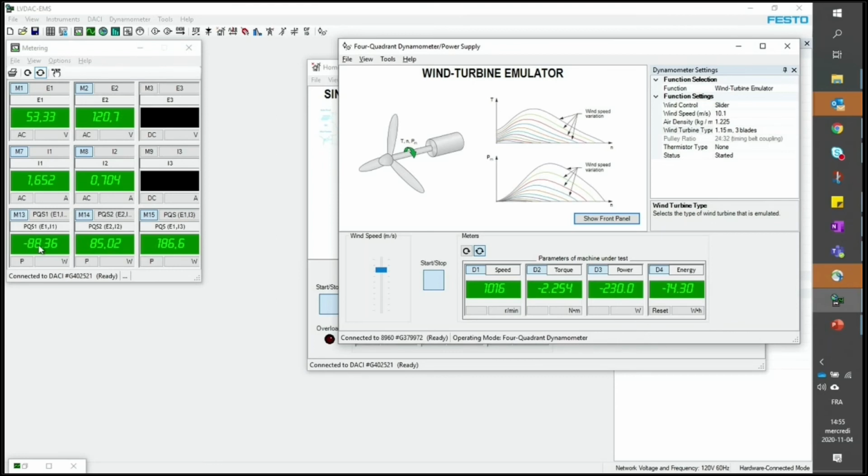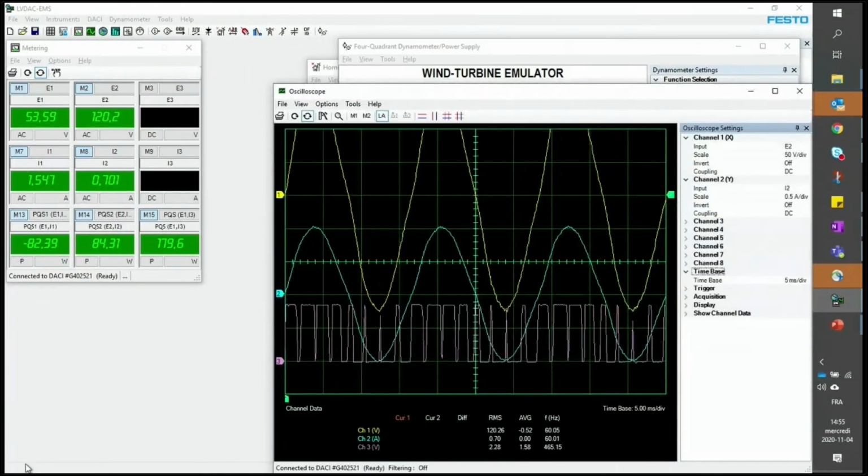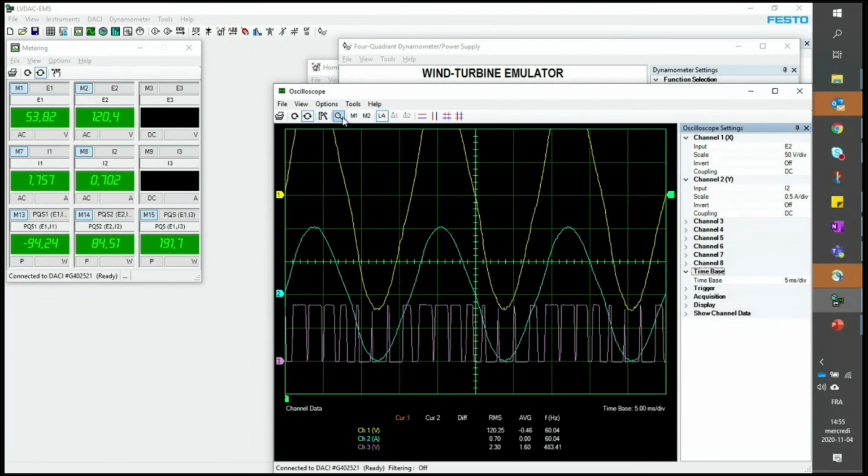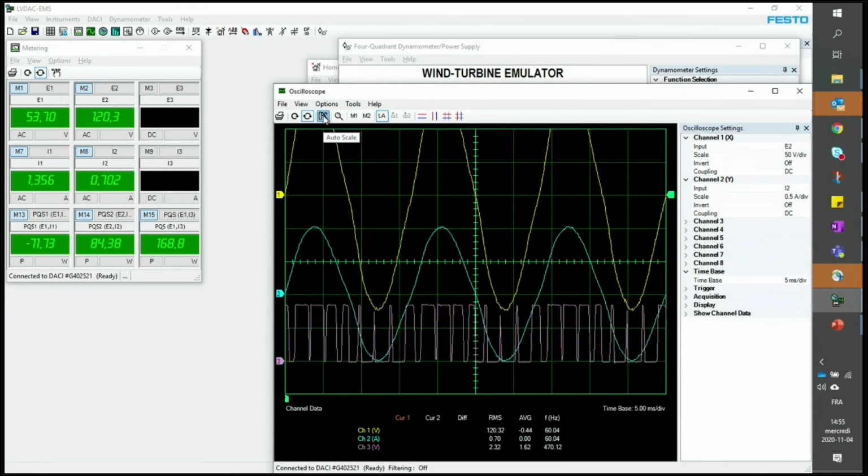So all of this allows the student, of course, to clearly understand what is happening. And of course, we also provide tools like an oscilloscope for the student to observe the various signals.